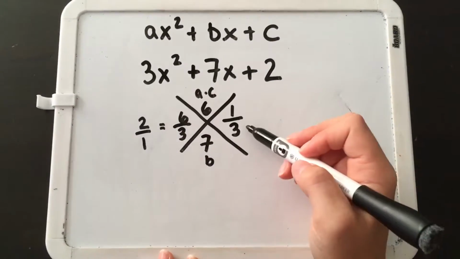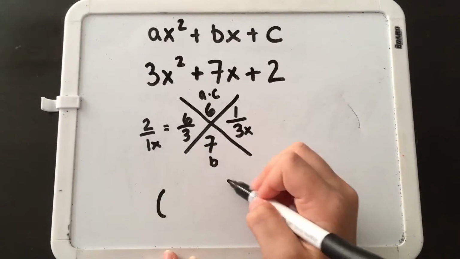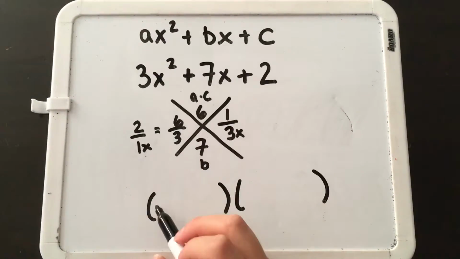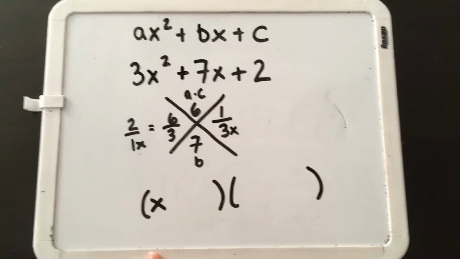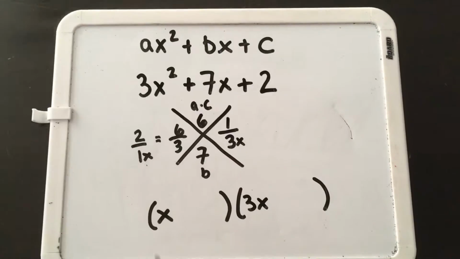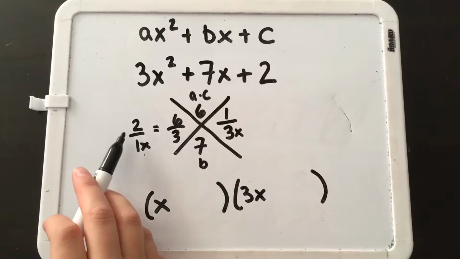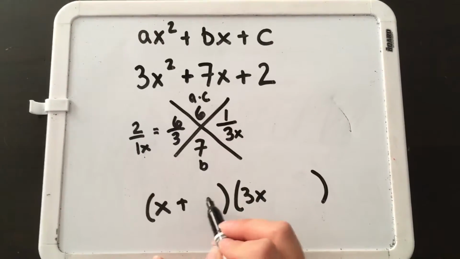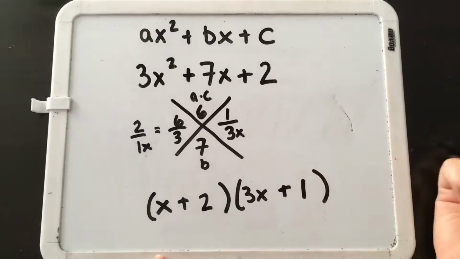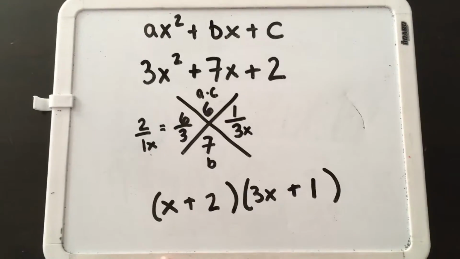The last step, throw the x in the denominator, and then we will set up our linear factors. The first one will be 1x. In this case, we'll just put x, which is the same thing. Our second linear factor starts with a 3x. And now we're going to put the numerator as the second term. So the numerator for the first is 2, and it's positive. And the numerator for the second is 1, and that's also positive. So our factored equation, x plus 2, 3x plus 1.